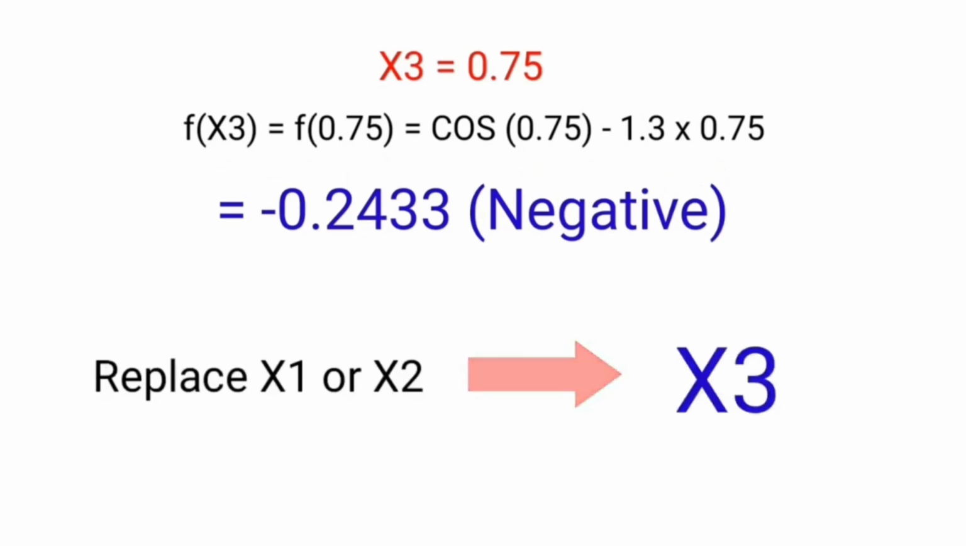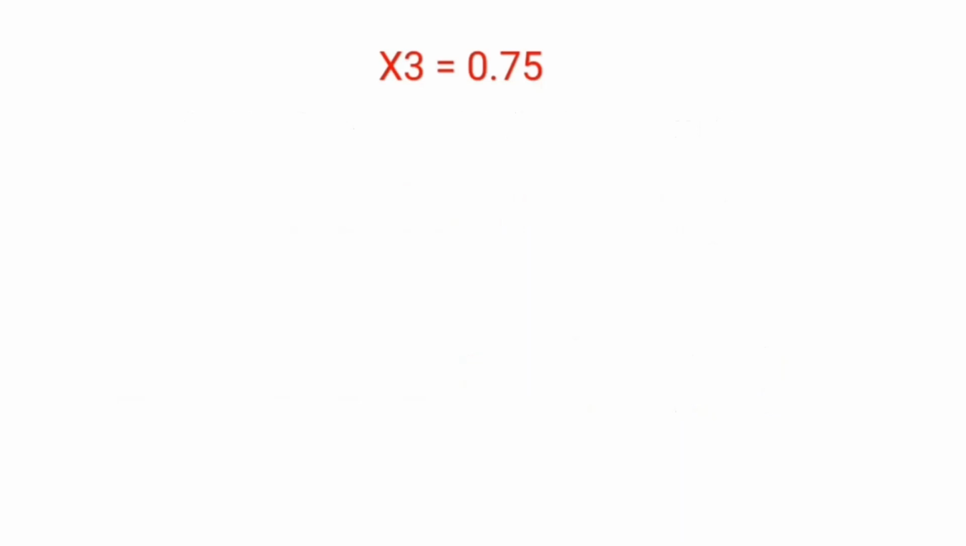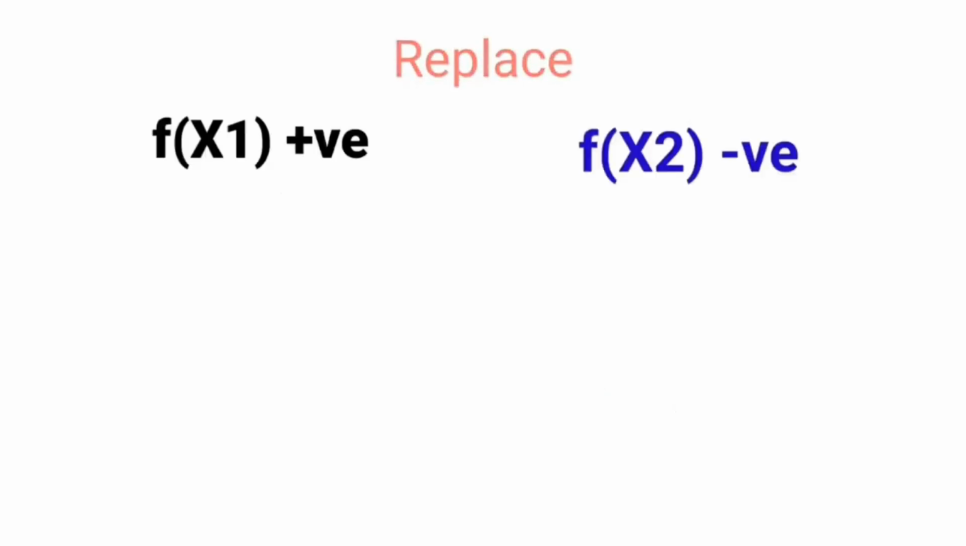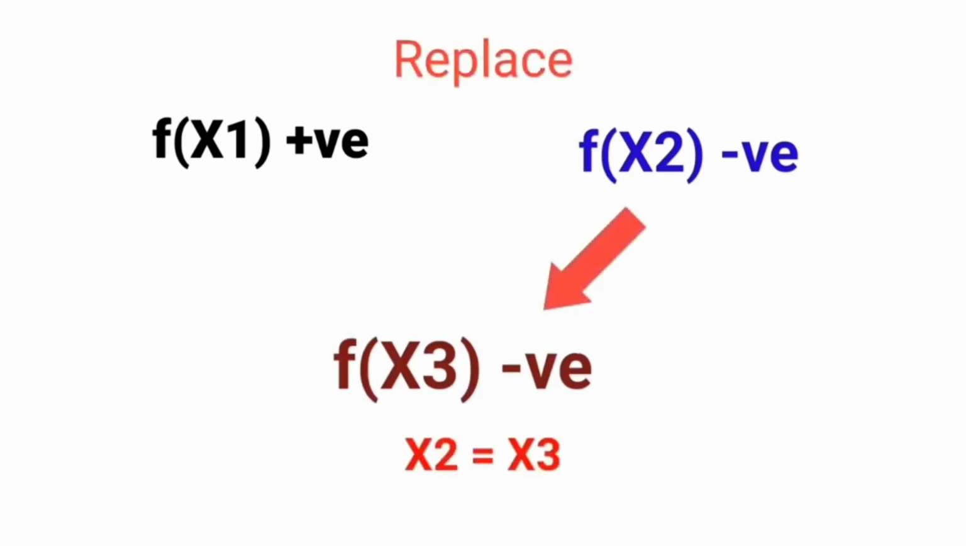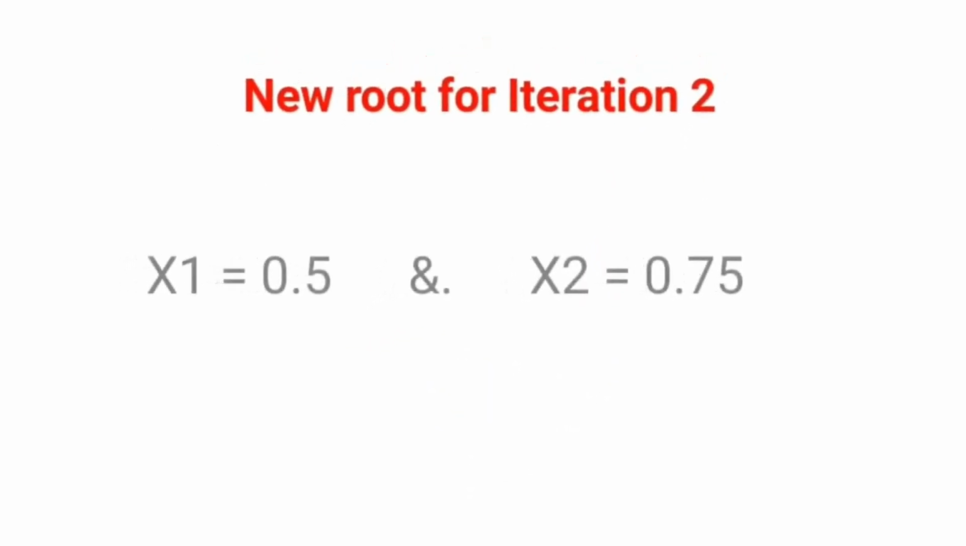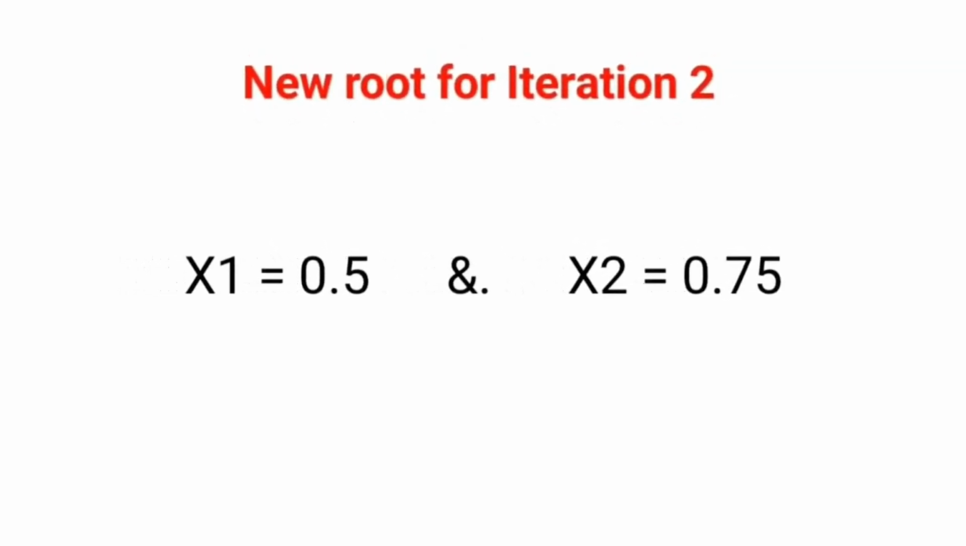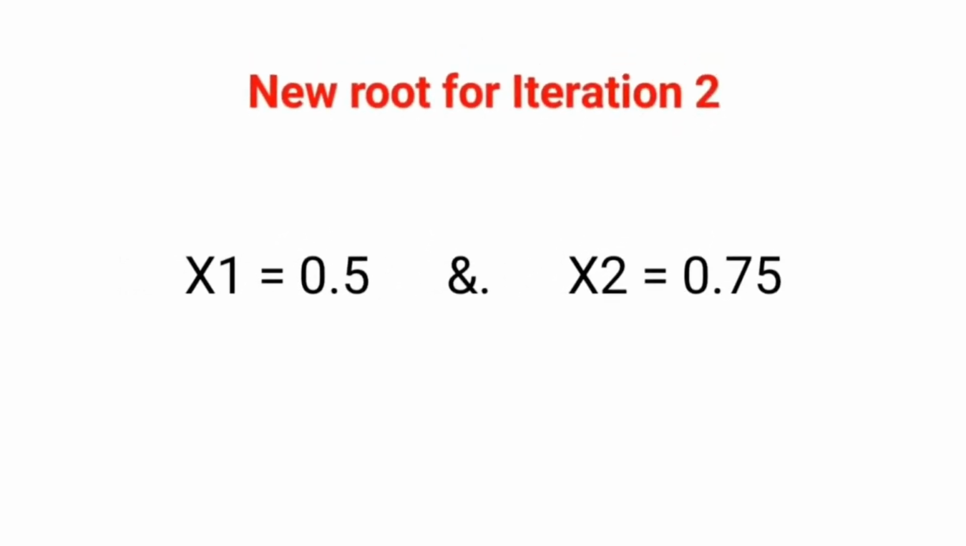The next step is to replace x1 or x2 by x3, and for that the condition is the sign, whether it is positive or negative. First of all, f of x1 that we have got is positive, and f of x2 was negative, and f of x3 is also negative. So replace x2 by x3, as both have the same sign. Now the new roots are x1 equal to 0.5 and x2 equal to 0.75.